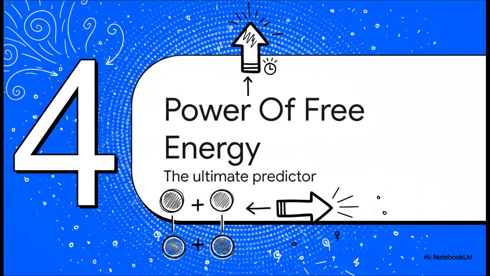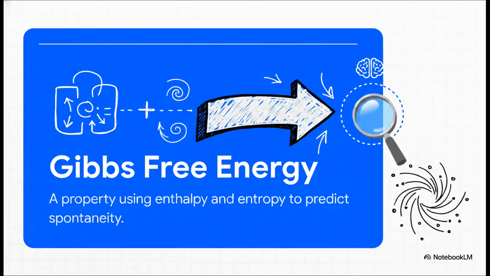Part 4. The power of free energy. So, as you can probably guess, calculating the entropy of the entire universe's infinite surroundings every single time we want to know if a reaction will happen is practically impossible. It's incredibly tedious. We desperately needed a cheat code.